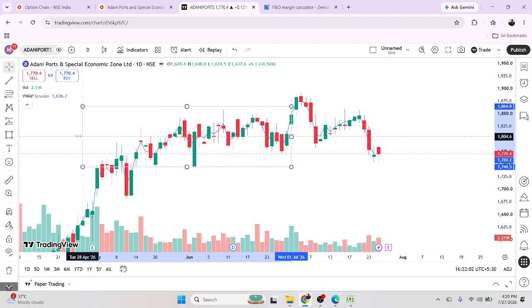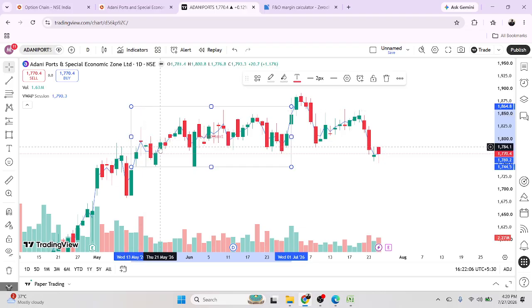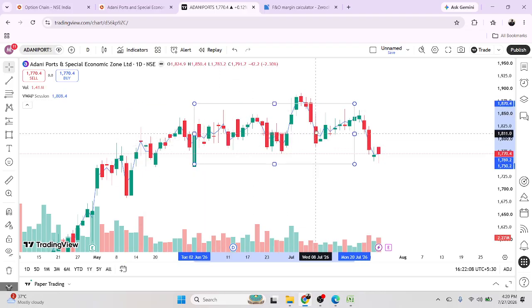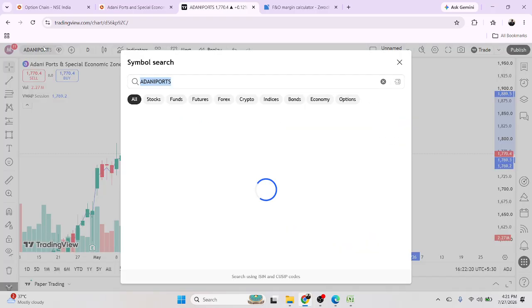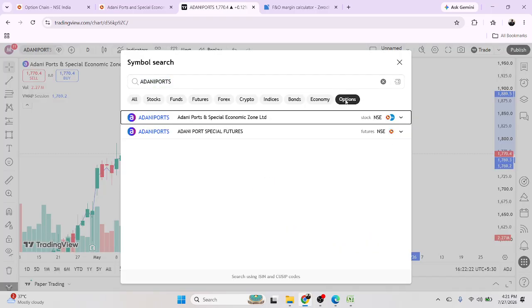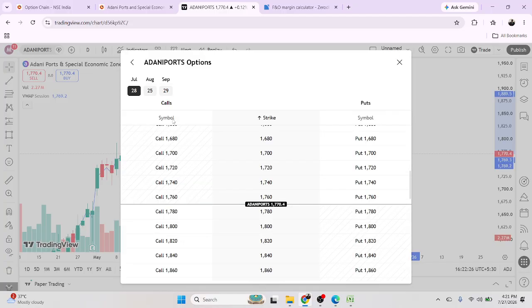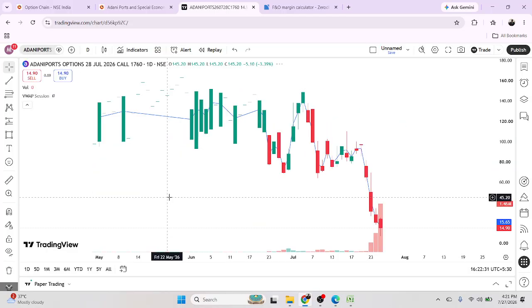Entire May or June, after the 15th of May, it was in this particular range, and even in June as well. It has not crossed this particular range. Now if you see the same thing in the option contract, I'm going to the option contract and choosing the same strike price of call option.